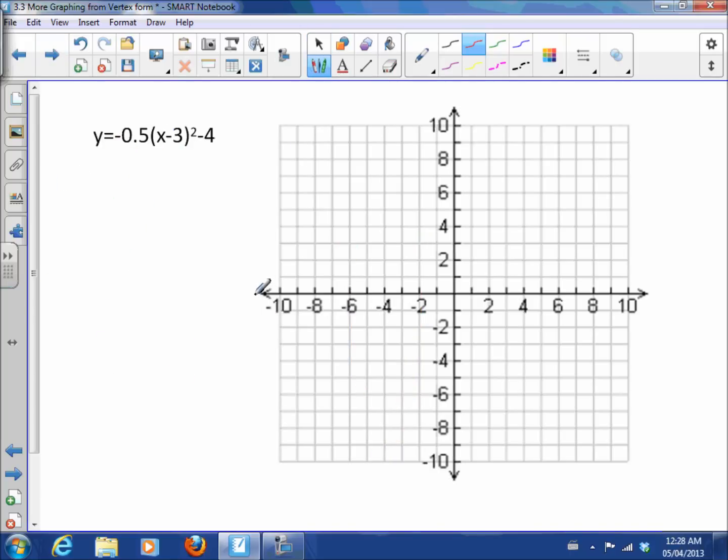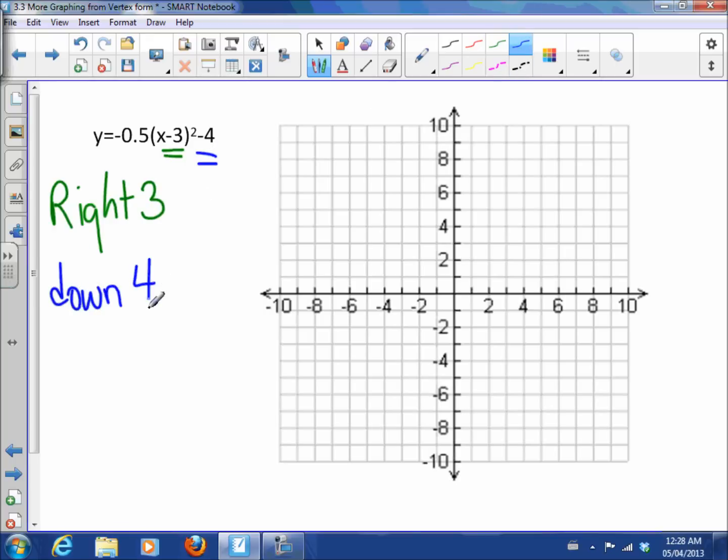Okay, so let's look at this last one. We'll look at the vertex first again. So the x minus 3 means we're going to move the vertex to the right 3. The minus 4 means we're going to move the vertex down 4. So that gives us a vertex at 3, negative 4. So that's 3, negative 4. All right. And the a value, the step pattern, is negative 0.5.